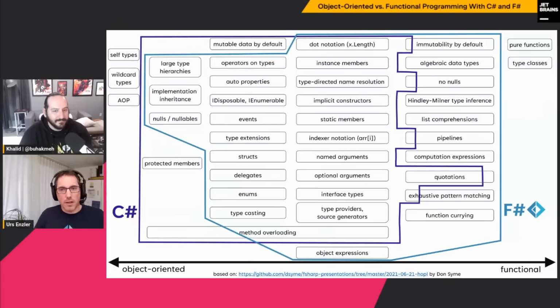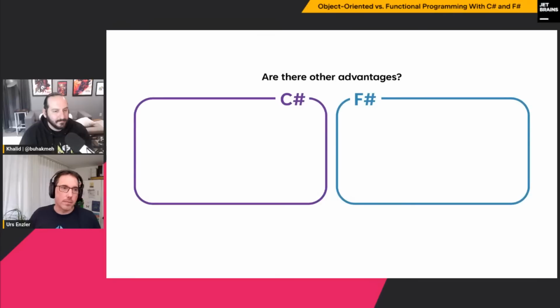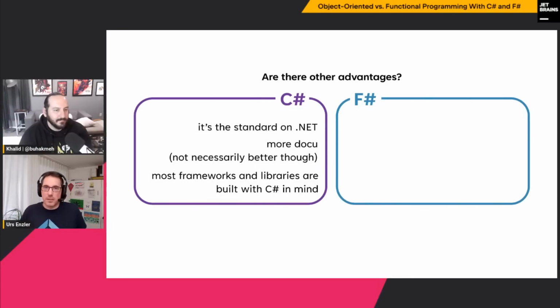But using F# or C# is not just about language features. The question is, are there other advantages of using C# or F#? For C#, I would say it's just the standard on .NET. So most things built on .NET are built with C# in mind. Also the things that come out of Microsoft. So C# is just the safe bet if you want to use all the libraries, the latest stuff. And there is also more documentation. But with more documentation, there is also more bad documentation.